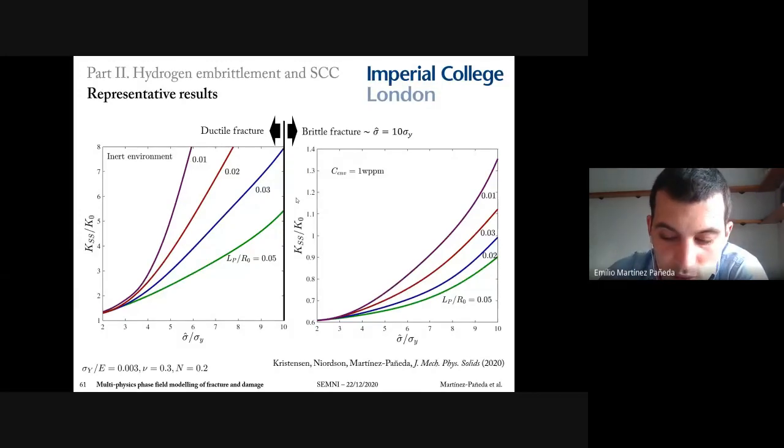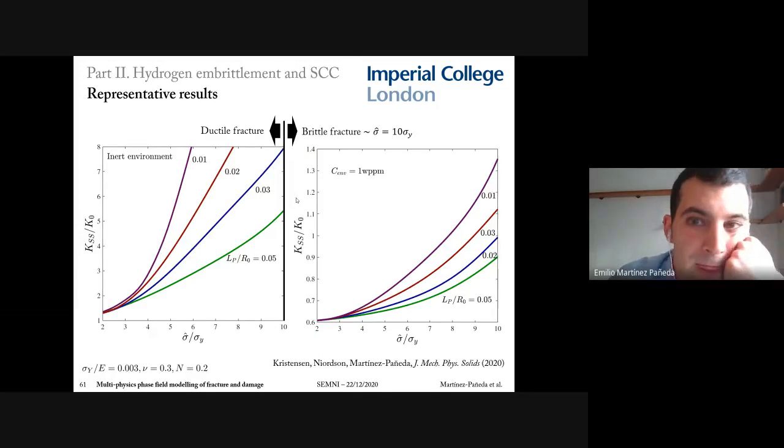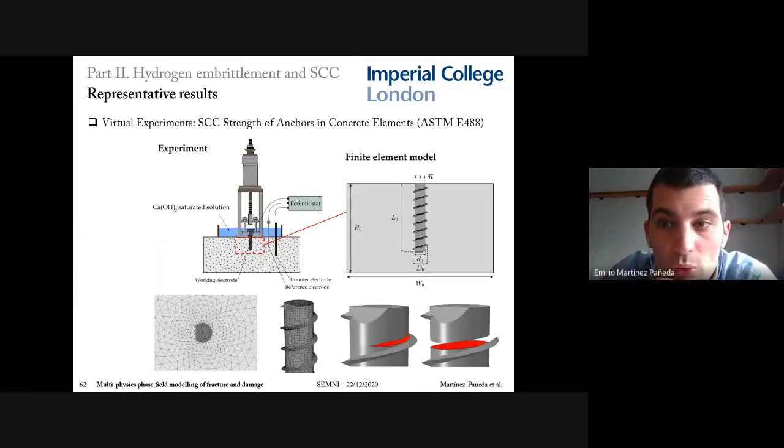I don't have time to get into details, but the key thing is that brittle interfaces, such as grain boundaries, will only fail if hydrogen has been introduced into the system. And one can also use this virtual tool to simulate any kind of experiment, minimizing expensive experimental campaigns. Here you can see an ASTM experiment to measure the strength of a steel screw anchor on a concrete slab, a problem that not only involves two materials, but also contact, and the complete failure of the screw can be captured, as you see in the bottom right.